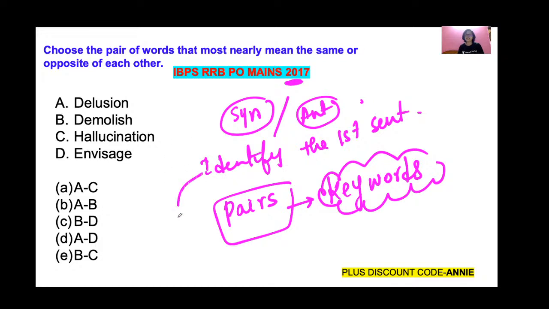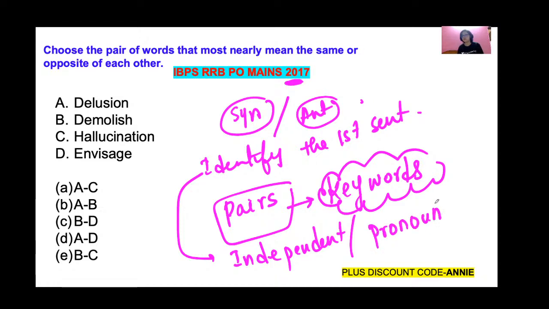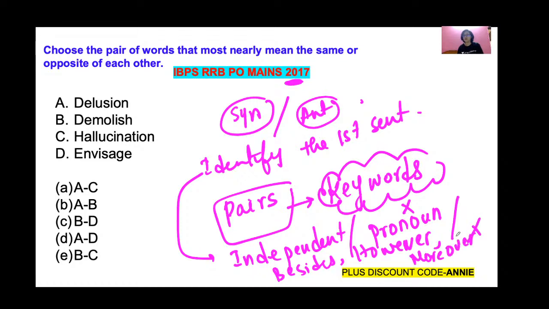Your first sentence should be independent. It should not have any pronoun. It should not start with any pronoun. It should not start with words like besides, however, in addition to, moreover, all these words, because then your sentence won't be independent. So this is the main thing that you should remember regarding your first sentence.